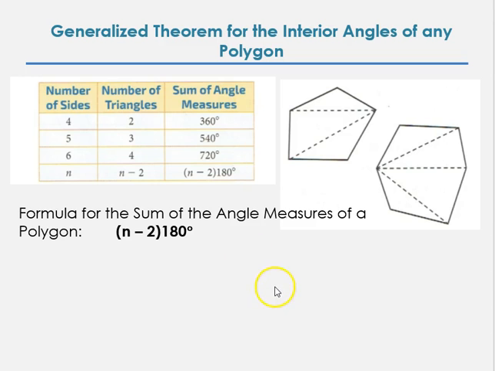So this leads us to actually be able to create a formula. We see the number of sides minus 2 is how many triangles we'll have. So we'll call that n minus 2. And if you multiply that answer by 180, you get the sum of the angle measures. So the formula for the sum of the angle measures of a polygon, and this includes a triangle, remember, a triangle is a polygon, is n minus 2 times 180.